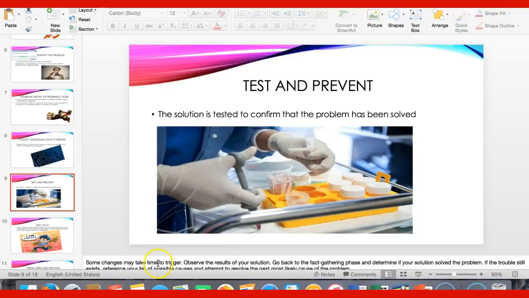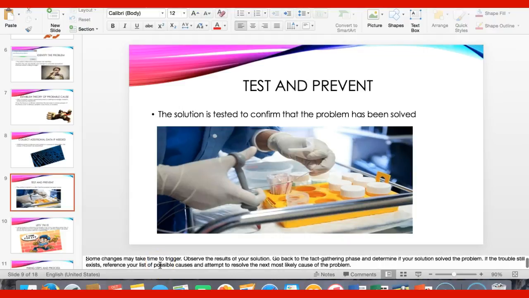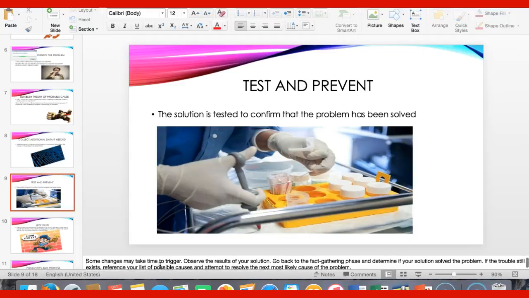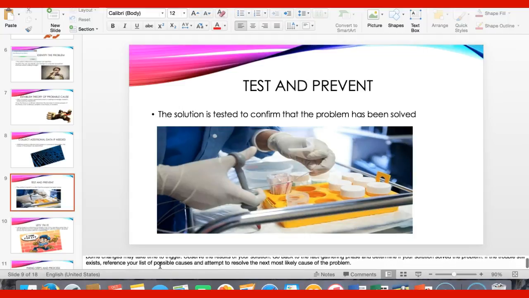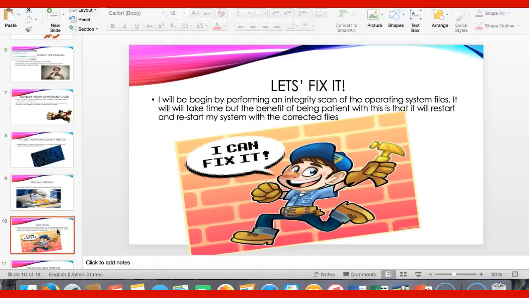Some changes may take time to trigger. Observe the result of each solution. Go back to the fact gathering phase and determine if your solution solved the problem. If the trouble still exists, then reference your list of possible causes and attempt to resolve the next most likely cause of the problem. So let's fix it.